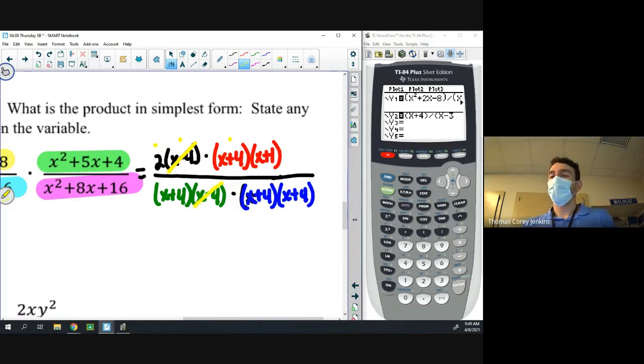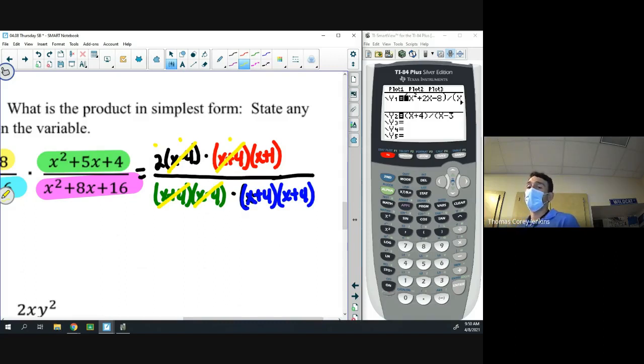x plus 4 has multiple things you could match it with. Now here is one thing that first period had a question on, like why don't you cancel them all out? It's got to be a 1-to-1 match. In other words, we'd have to have 3 x plus 4s up top to cancel all 3 down bottom.